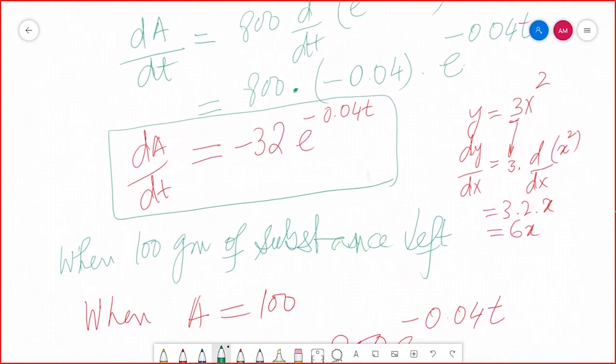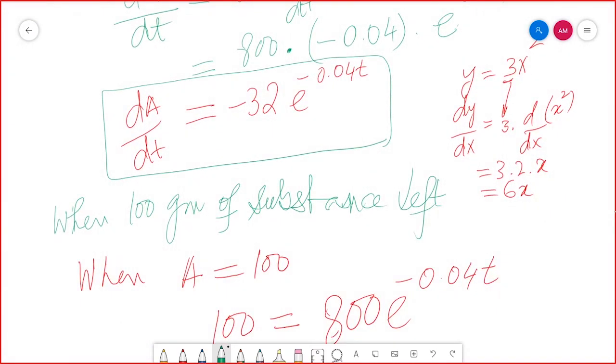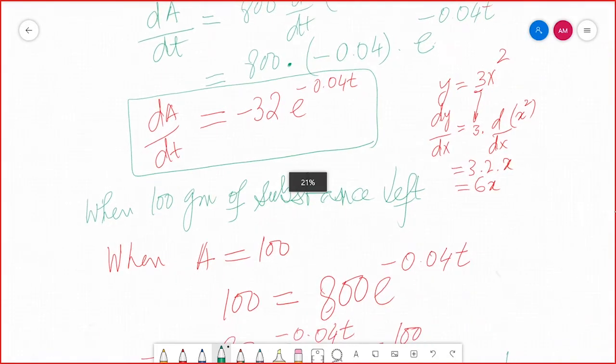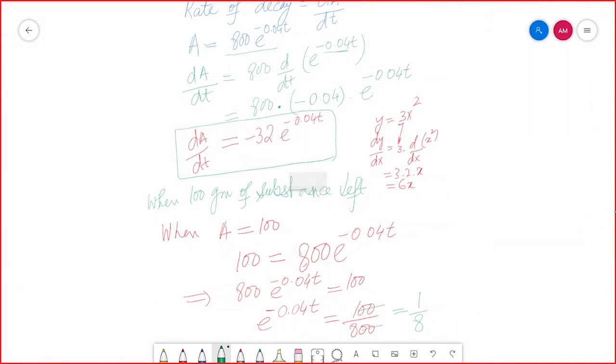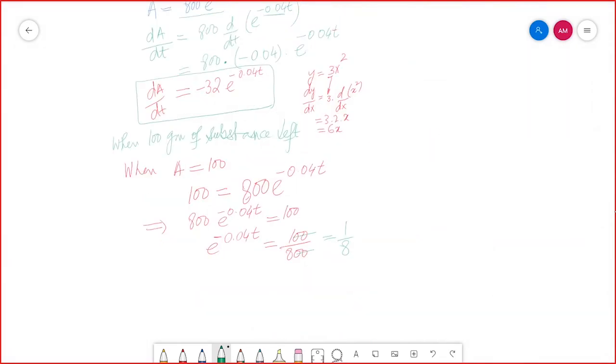Okay, and if you put t in the dA upon dt, can you let me know what is the answer then? How much is the decay? What is the rate of decay? Yeah, -4. So -4 means what is the unit? What is the unit? It's a rate.